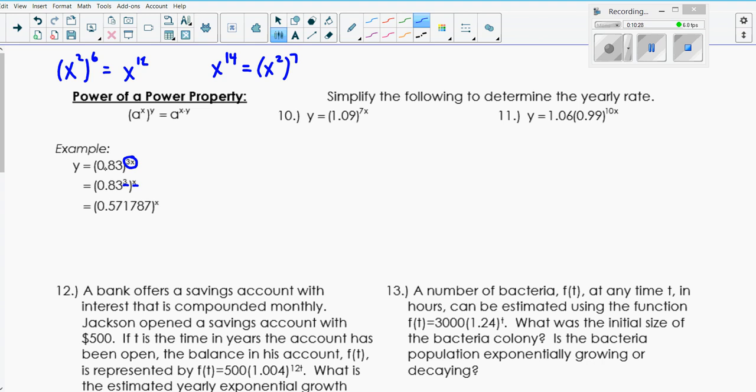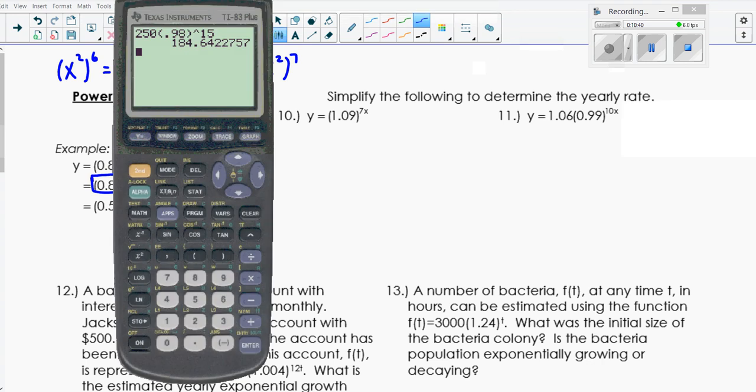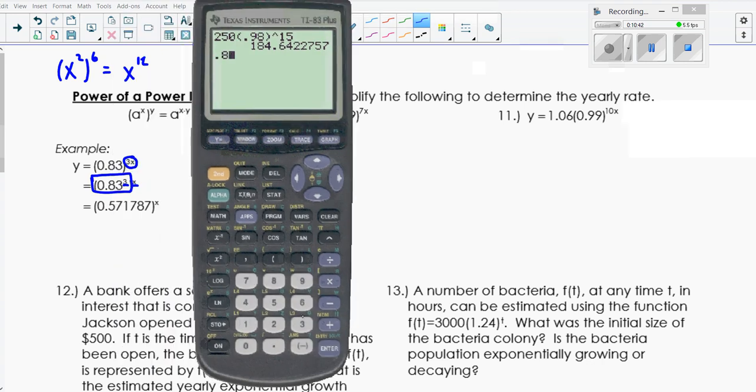Because if I have 0.83 raised to the 3x, I don't know what x is, so I cannot put this in my calculator. However, if I break up the 3 and the x, I can put this into my calculator and simplify it a little bit further. Okay, so if I put into my calculator 0.83 and I raise it to the third power, notice that's where this is coming from, and then raised to the x power.